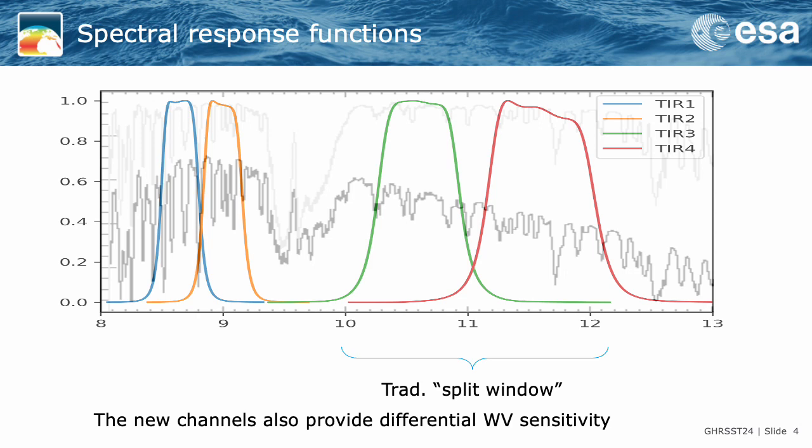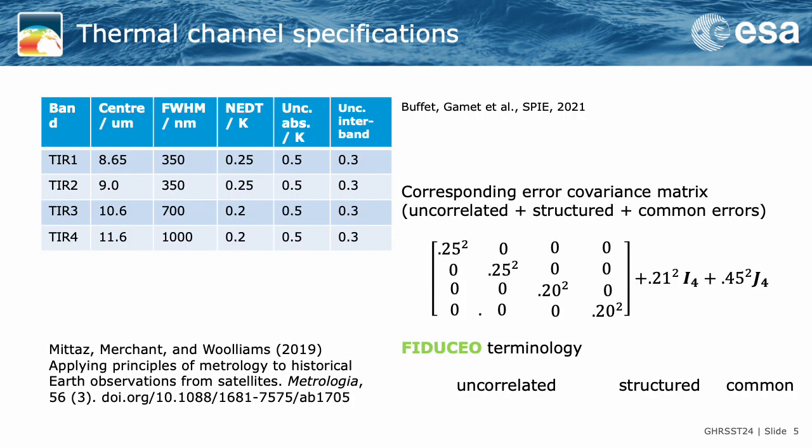The new channels, as with the traditional split window channels at 10 and 11 micrometers, do provide differential sensitivity to variations in water vapor in the atmosphere, which is what we need for retrieval. Here is a little bit more information about the thermal infrared channels on Trishna, bands TIR1 through to 4. In particular, the table shows the uncertainty characteristics.